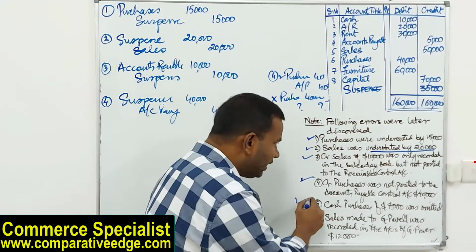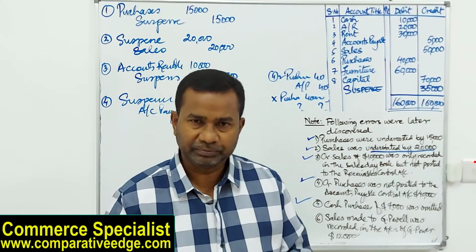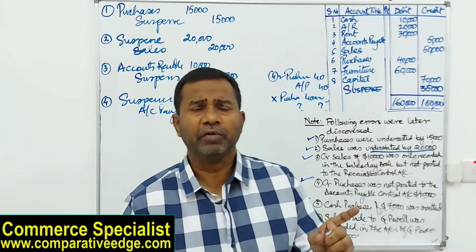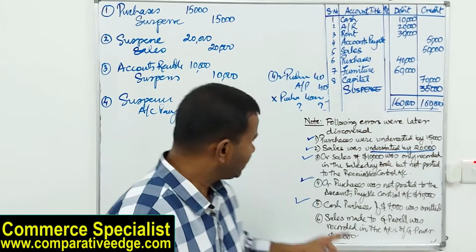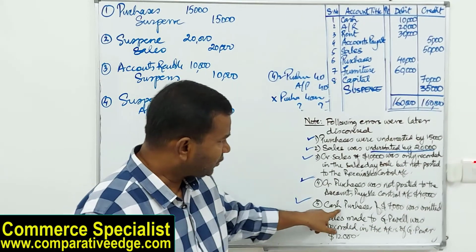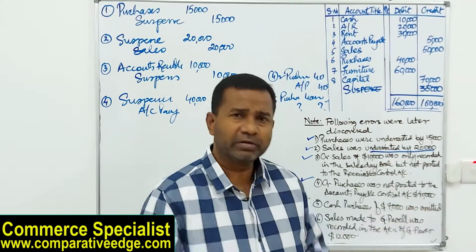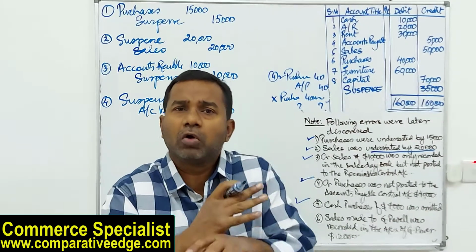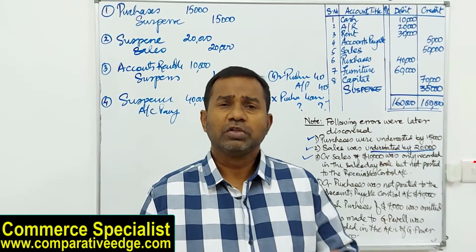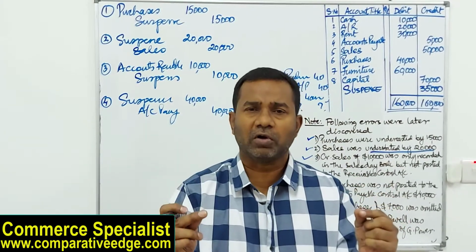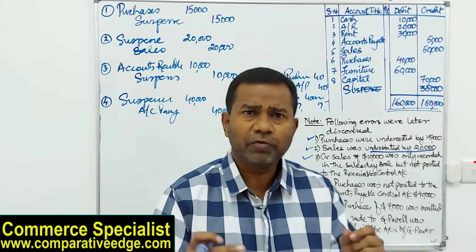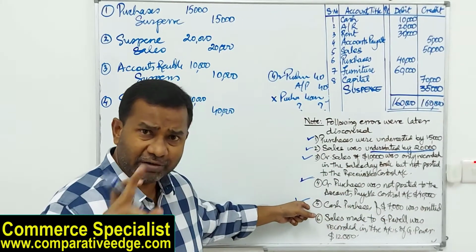Entry number 5 is very interesting, ladies and gentlemen. If you watch my video on correction of errors, the 7 types of errors, I spoke about this one. It says cash purchases of 7,000 was omitted. Omitted means not recorded at all. So if it was not recorded, that means neither the debit nor the credit was recorded.